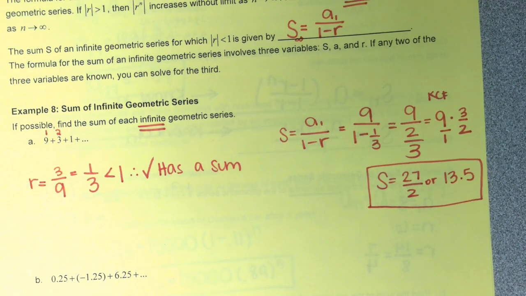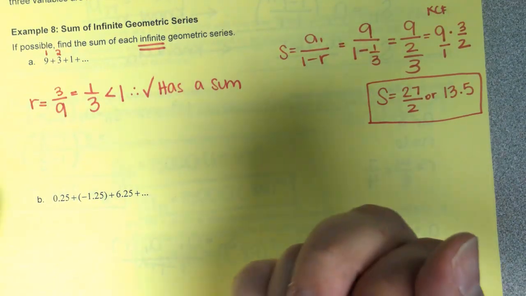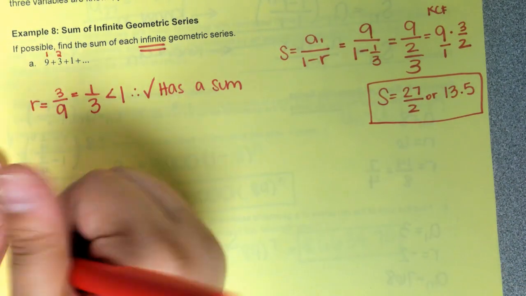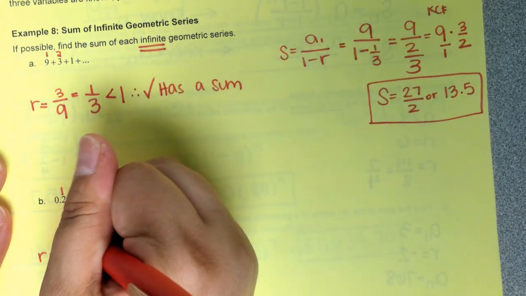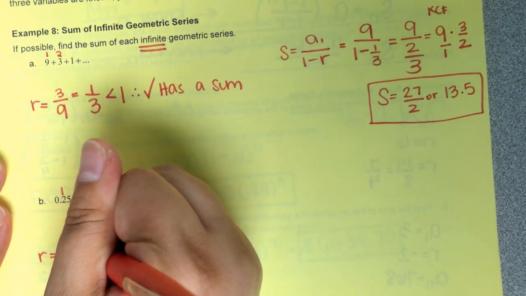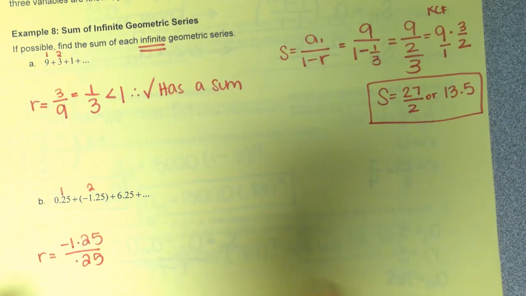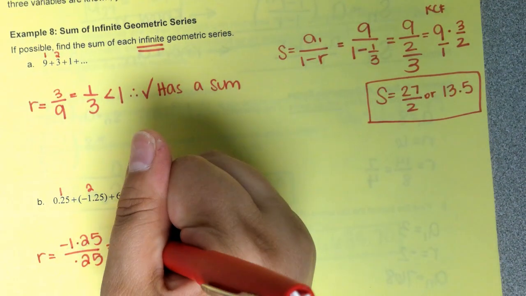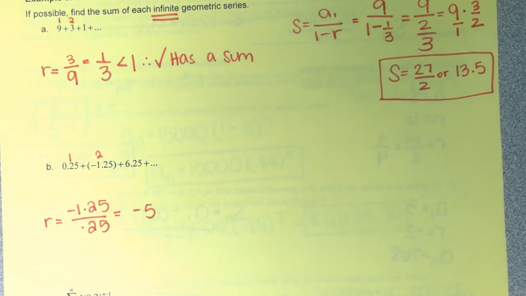We okay? Number 2, what do? Find the R. How do I find the R? Second term over first term. Oh, I think I just put that away. What is negative 1.25 divided by 0.25? Negative 5. Now, I said to figure out if it is what?